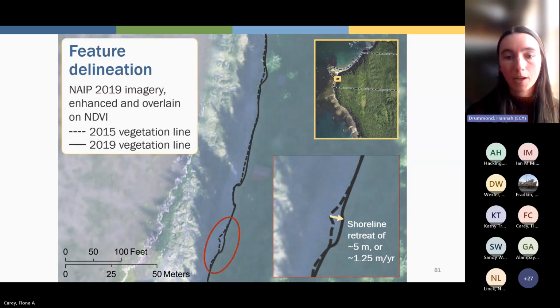I'm going to zoom into this little area of erosion down in the bottom. In this case, when we measure the distance between the 2015 vegetation line, the dotted line, and the 2019 vegetation line, the solid line, it's about 5 meters, or about 1.25 meters per year. I also just want to point out this 2019 imagery is really hard to see. I wouldn't be surprised if you're shocked that we can get a vegetation line out of this. I chose to include this photo in particular because it's indicative of what we run into when using existing aerial imagery. Especially in this area, there's a lot of vegetation and a lot of shadows to deal with. Next slide, please.